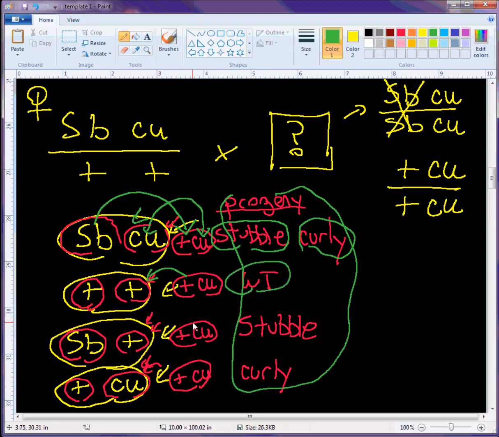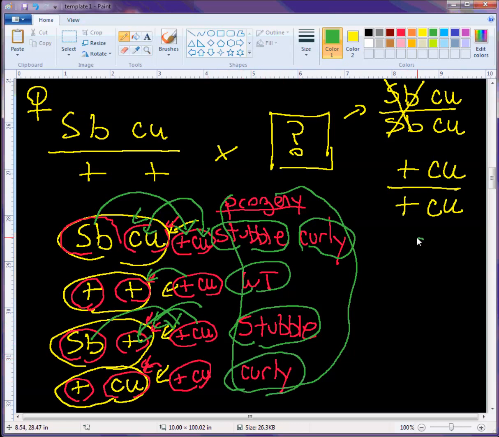So let's take a look down here. When this +CU gamete fertilizes eggs with a genotype with the SB mutant allele and the wild type curly allele, well, SB is dominant to SB+, so we see the stubble phenotype, and we don't see the curly phenotype because plus is dominant to CU. Okay, so this one checks out. And you'll see that the same thing occurs for this one.